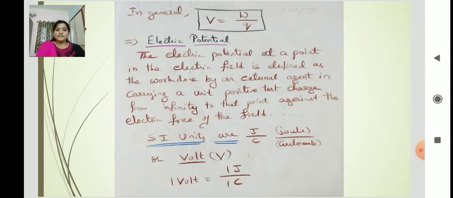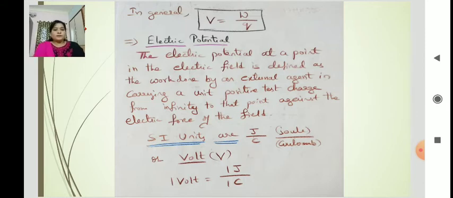So here we are defining electric potential. The electric potential at any point in the electric field can be defined as the work done by an external agent in bringing a unit test positive charge from infinity to that point against the electric force of the field.